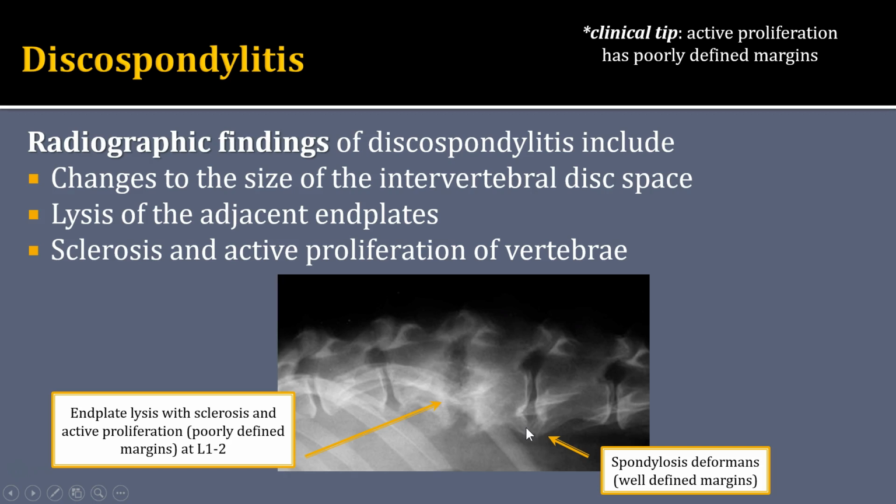Certainly, in order for me to make this diagnosis, I need to identify lysis of the adjacent end plates, and that lysis is really affecting the cortex. It's not necessarily a specific pattern of lysis. It's usually kind of indistinct. And then, especially with later infection, we start to get proliferative changes, and those can include sclerosis as well as active periosteal reactions on the vertebrae.